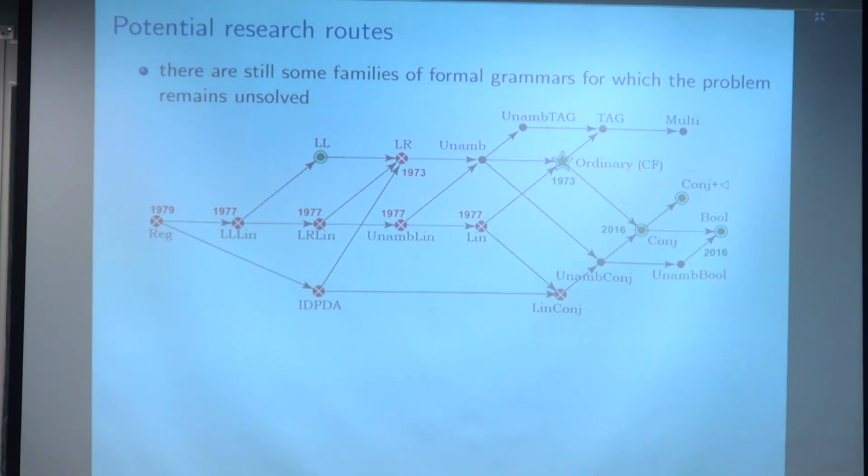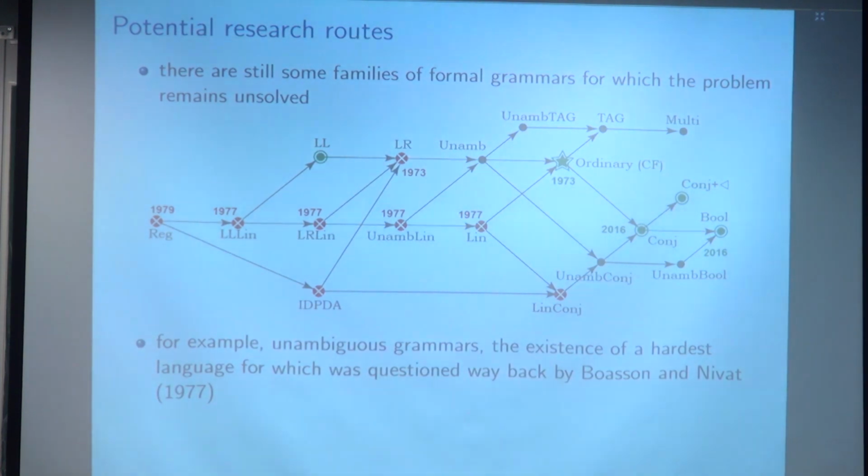Because it is still not known for every grammar family if they have a hardest language or not. For example, unambiguous grammars and their relatives: unambiguous conjunctive, unambiguous Boolean grammars, unambiguous trellis grammars, and so on. For none of them is it known whether they contain a hardest language or no hardest language, even though the question was posed back in 1977 by Boasson and Nivat again.